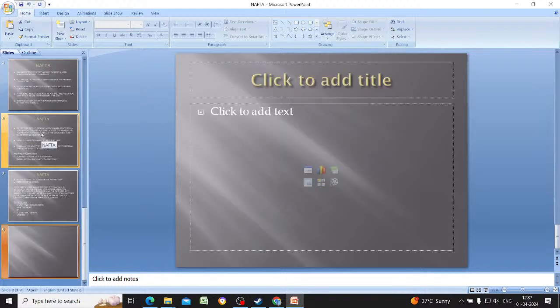So what is the difference between NAFTA and USMCA? Is there any kind of difference?